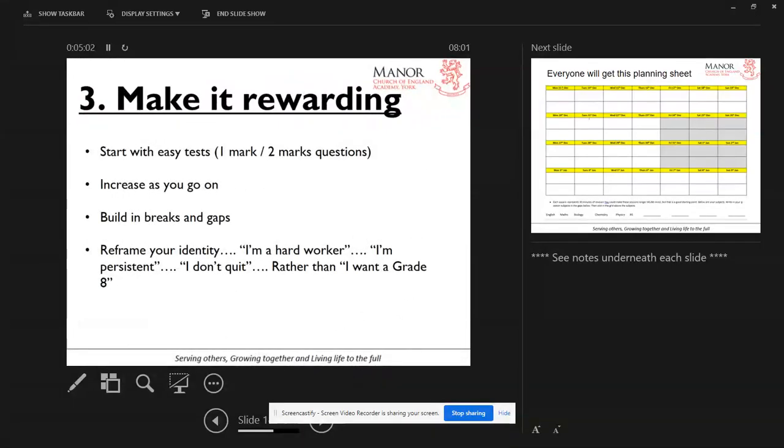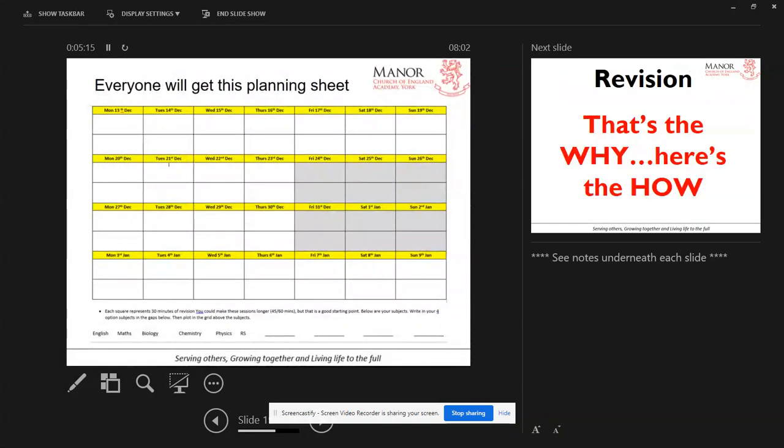Makes it small and easy. Start off with the easy stuff. Start with easy tests. Start with vocab tests in French. Start with 1 markers, 2 markers in English and maths and PE and geography, and then increase as you go on. Okay? You get this planning sheet either today or tomorrow.